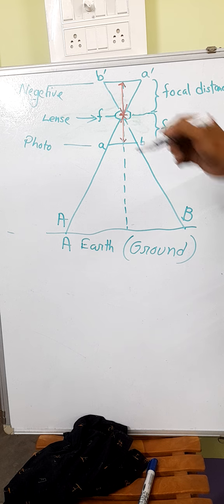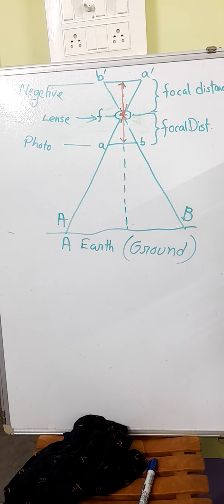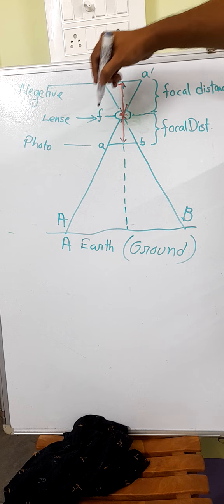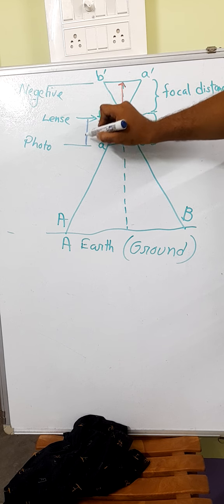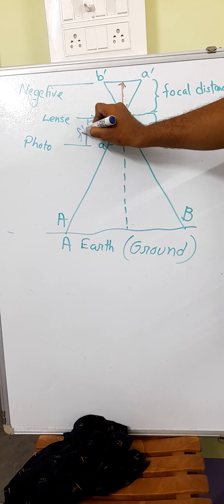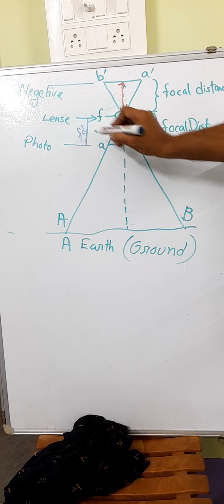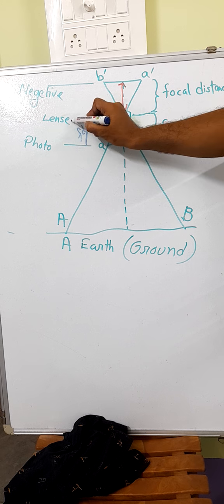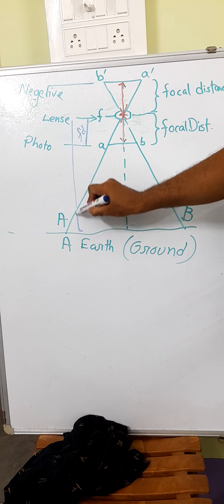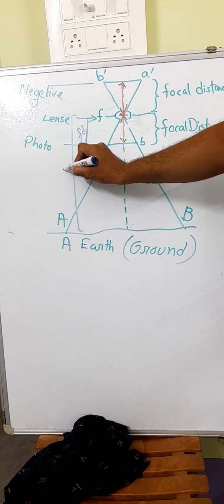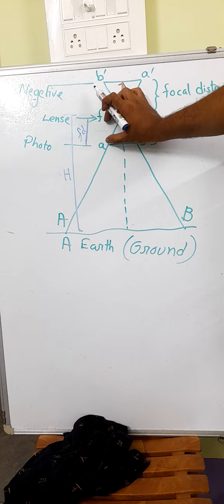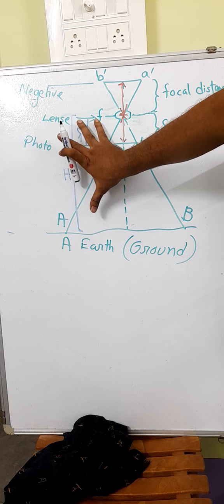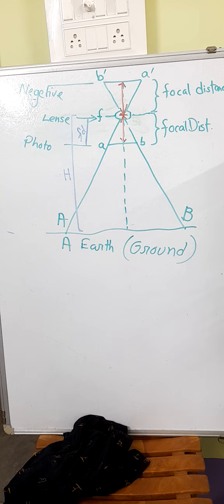Hence, if we call this distance a focal distance, and this distance the height, then this is our focal distance and this is the height of the aeroplane.